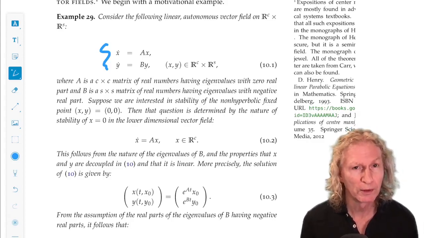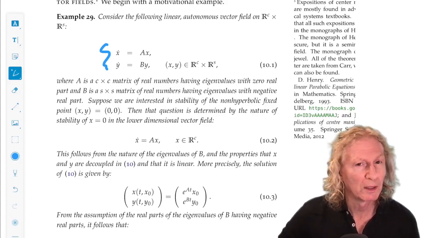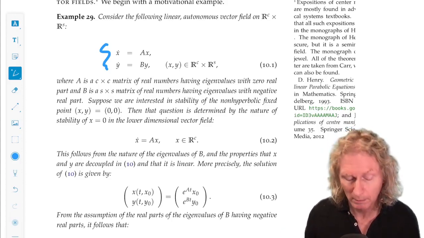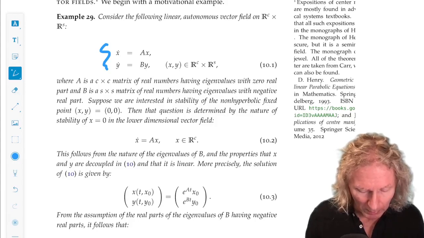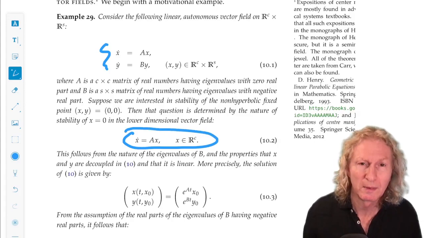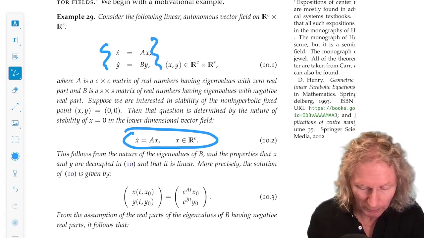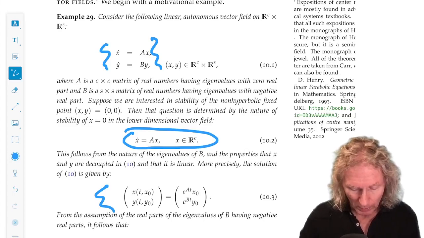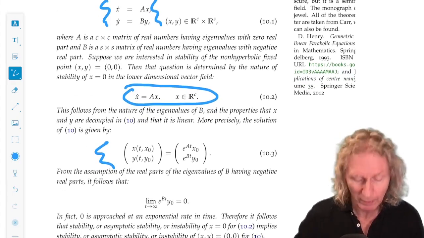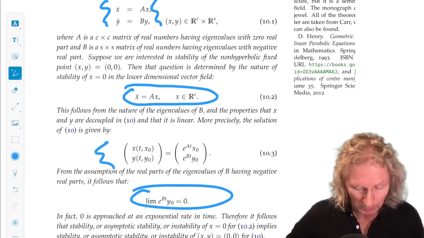So suppose we are interested in the nature of the stability of the origin. Well, the origin is non-hyperbolic, so we're going to need a little bit of extra information, but it should be clear that the stability of the origin is governed by this lower dimensional linear system, c is smaller than s plus c. Why? Well, because we can write down the solution of this system formally. We have to compute e to the At and e to the Bt. But we know, because all the eigenvalues of B have negative real part, that the limit as time goes to infinity, for any initial condition x naught, y naught, of e to the Bt y naught goes to zero.